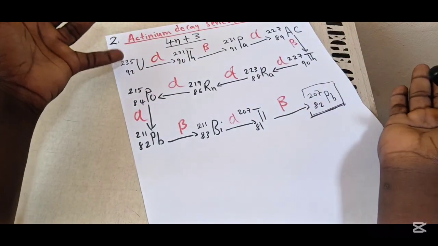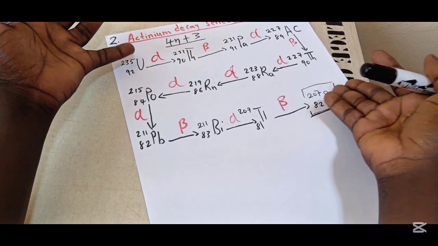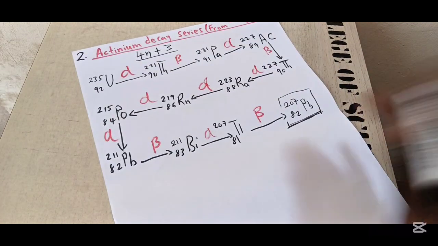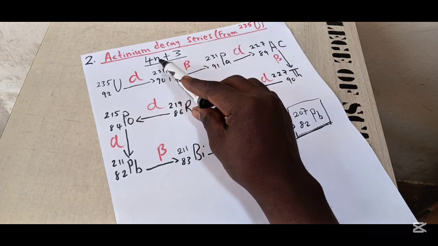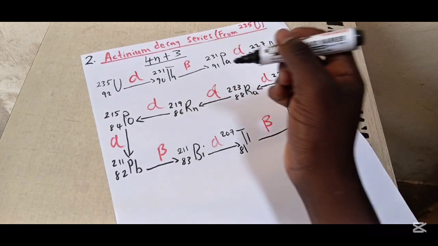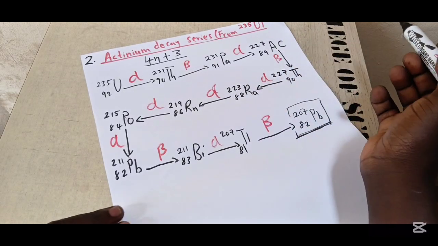And it will start from uranium-235 to lead-207 generally. So let's go. And we're also going to look at how it is a 4n plus 3 series. Let's count how many steps are involved in the actinium decay series.